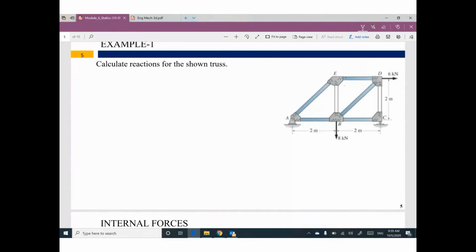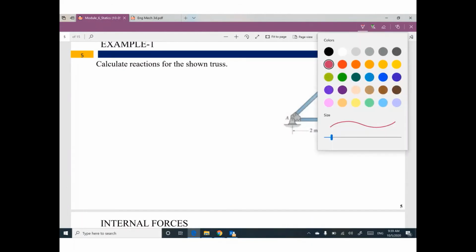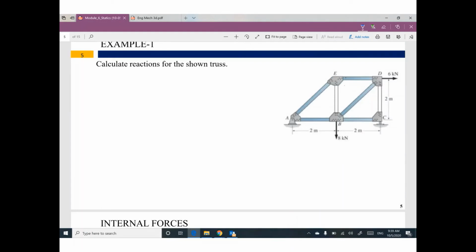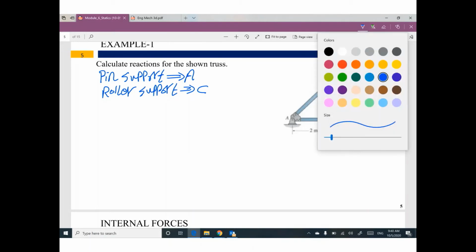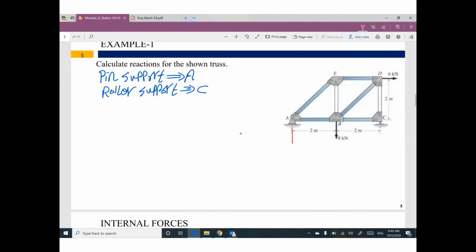Just to remind you, we have a truss. We need to figure out the reactions. So first step, how many supports do we have? We have a pin support at A, as the problem will say, and a roller support at C. A pin support at A means we have a vertical reaction, YA, and a horizontal reaction, XA.